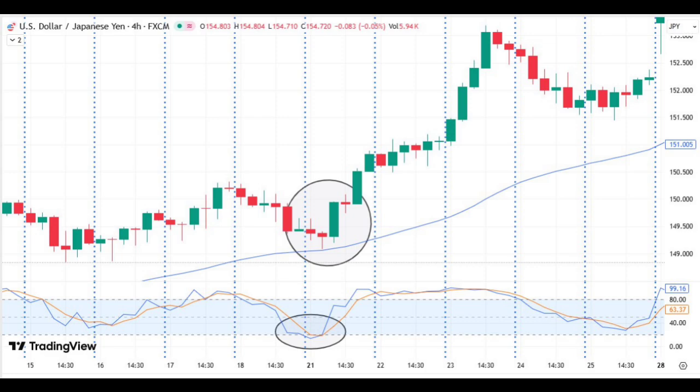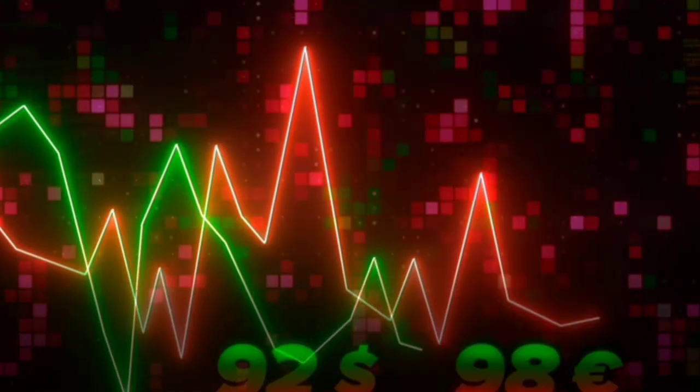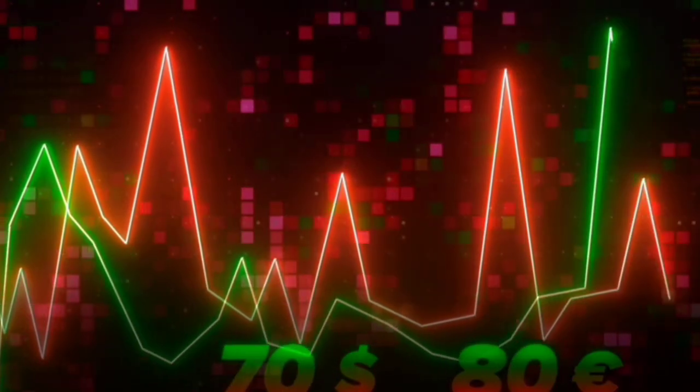Confirmation, this pullback is also touching our rising trendline support. Bingo. Entry, we wait for the %K to cross above %D here, above the 20 level. That's our high probability entry. Stop loss below the recent swing low. See how we layered it? Trend, level, stochastic setup, crossover. That's a professional's approach. And that's your Stochastic Oscillator Masterclass.